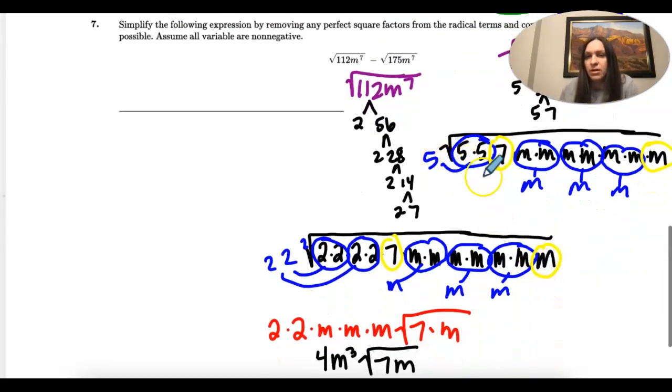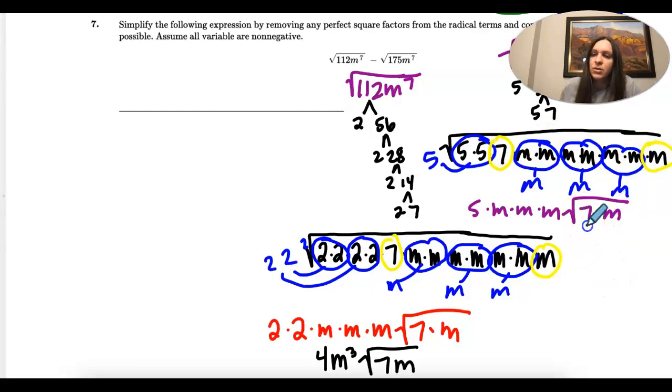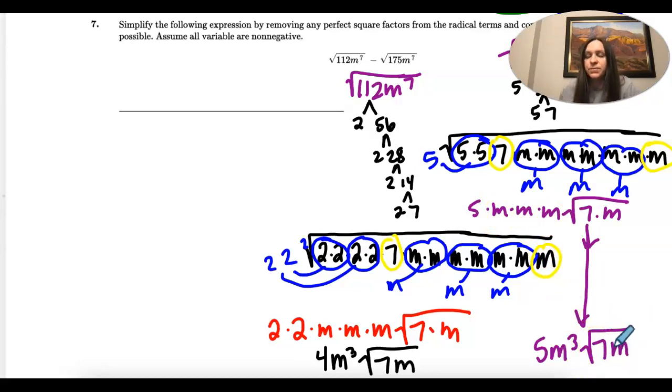So on the outside I have 5 times 3 m's, and on the inside left over I have 1 7 and 1 m, which simplifies to, I'm going to bring it actually down here, 5m to the 3rd, because there's 3, and then inside 7m. Alright, that was a lot. That was just the simplified part.